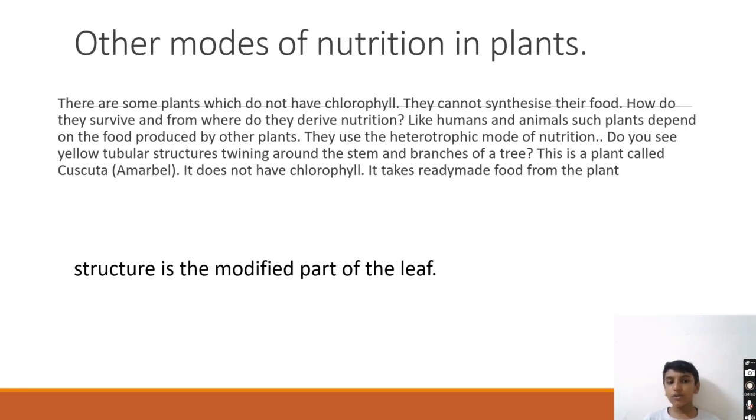Do you see yellow tubular structures twining around the stem and the branches of a tree? This is a plant called cuscuta, also called amarbel. It does not have chlorophyll. It takes ready-made food from the plants.